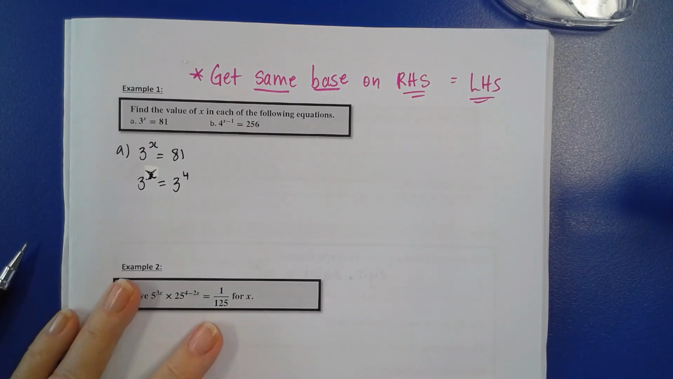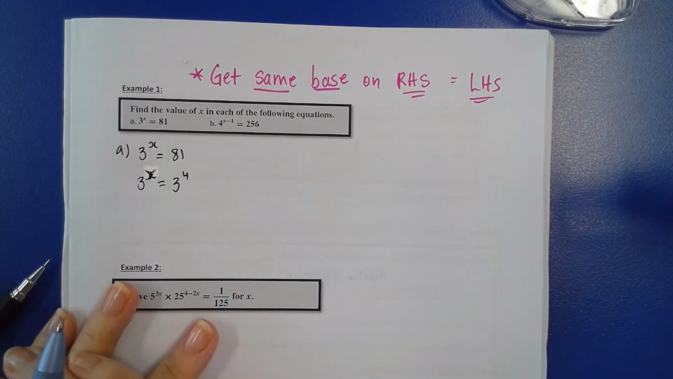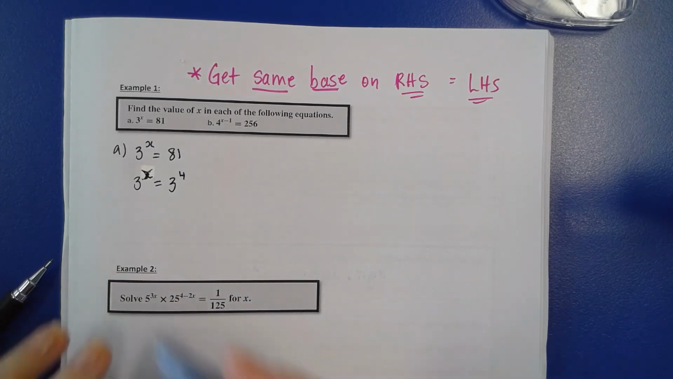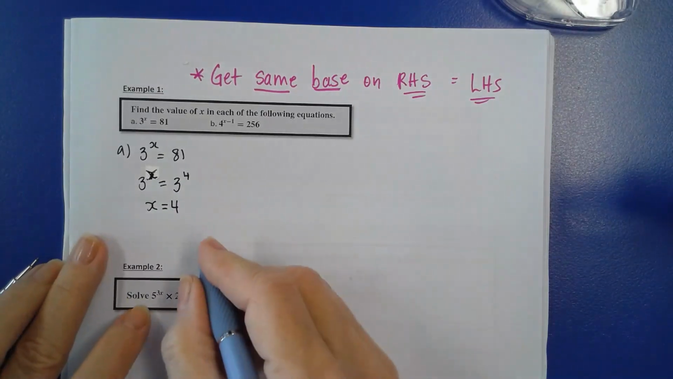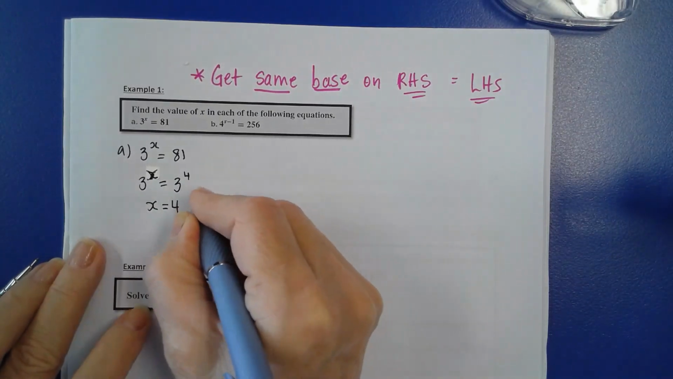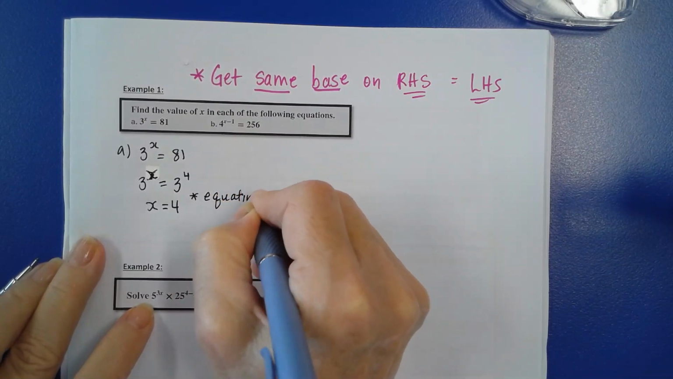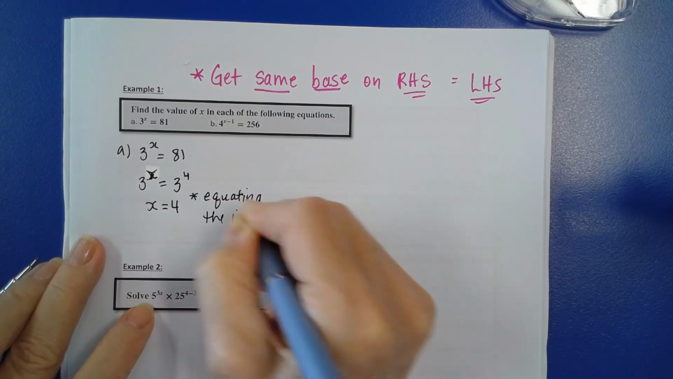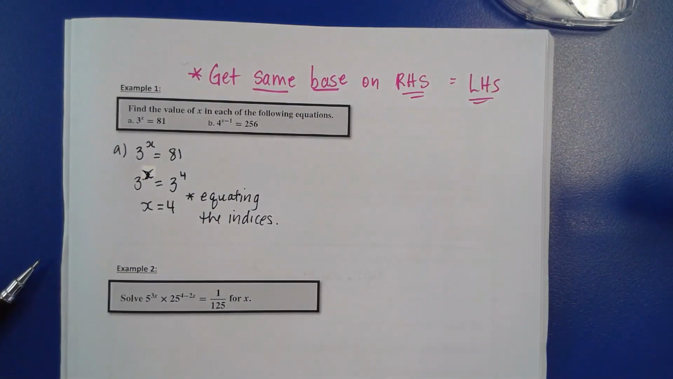Okay? So 3 to the x equals 3 to the 4. Now, you don't cross those 3's out. You're not dividing by 3. But what you're saying is, if 3 to the x equals 3 to the 4th, then x has to be 4. Agreed? That's called equating the indices. So when I get the bases the same, I'm allowed to make the indices equal. Makes sense.